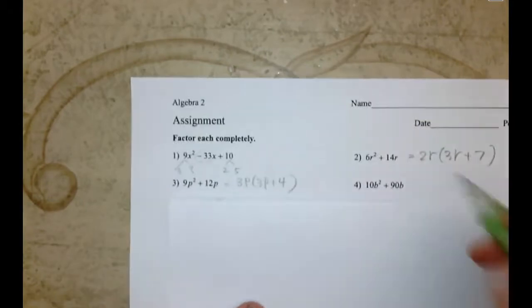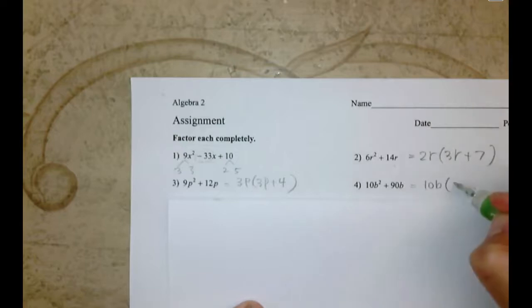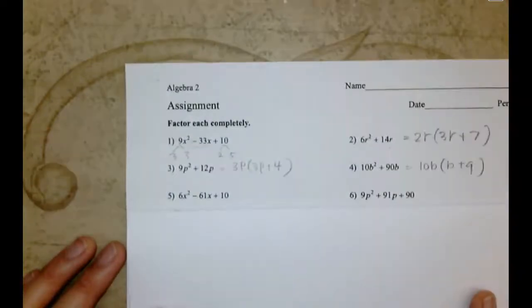This one, the same thing. You gotta factor out 10b. So what's left is b plus 9. Now this one's a trinomial.